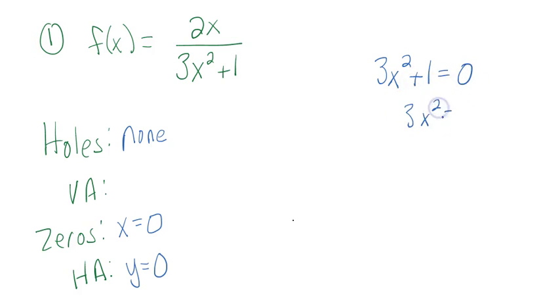Here I would subtract 1, divide by 3, and then take the square root. As we learned recently, this would give us an i. And so an i is not an actual location where we can draw a vertical asymptote. So there are no vertical asymptotes on this graph. You don't always have to have them.